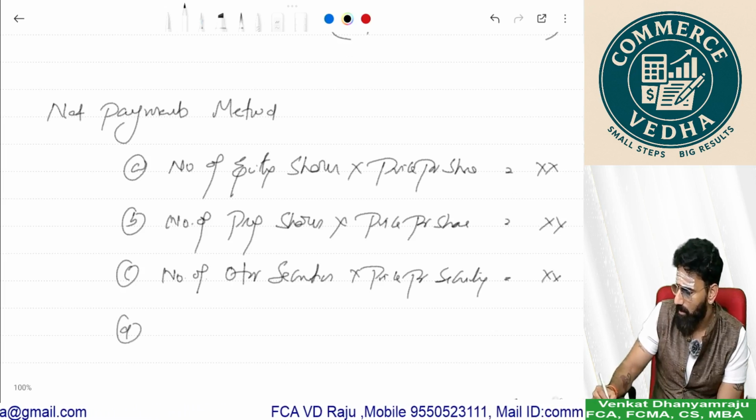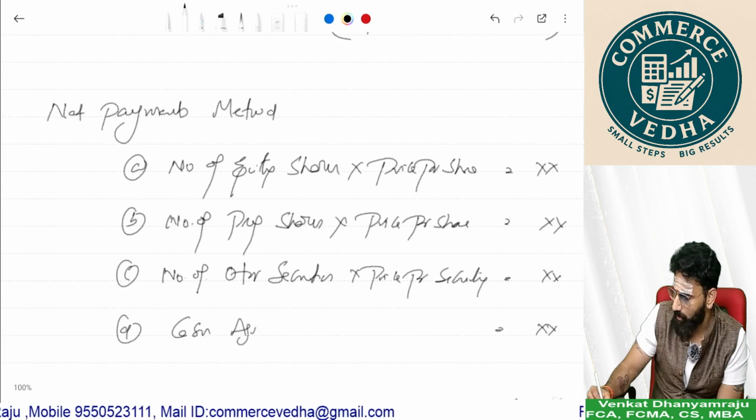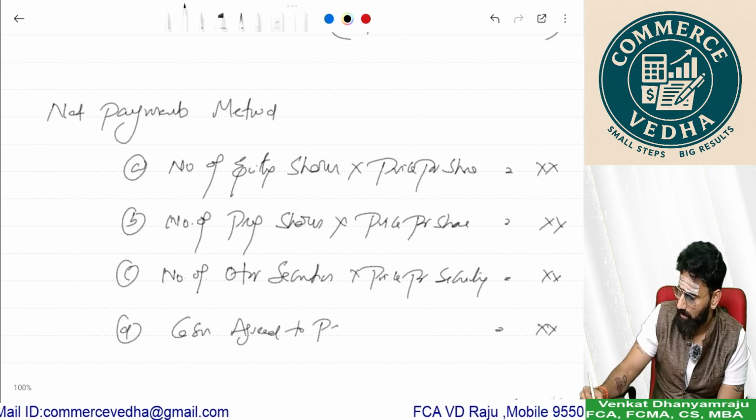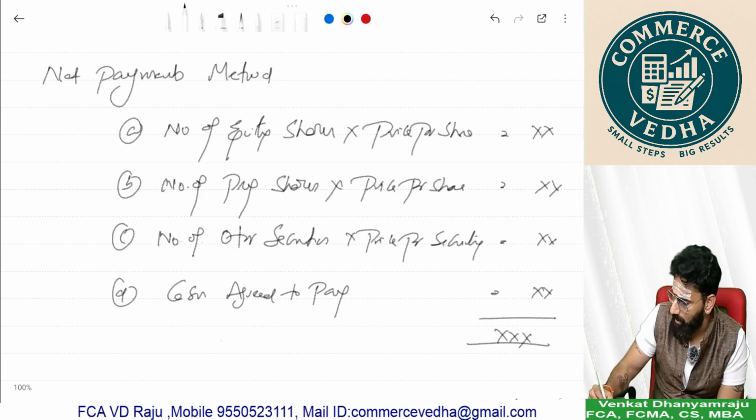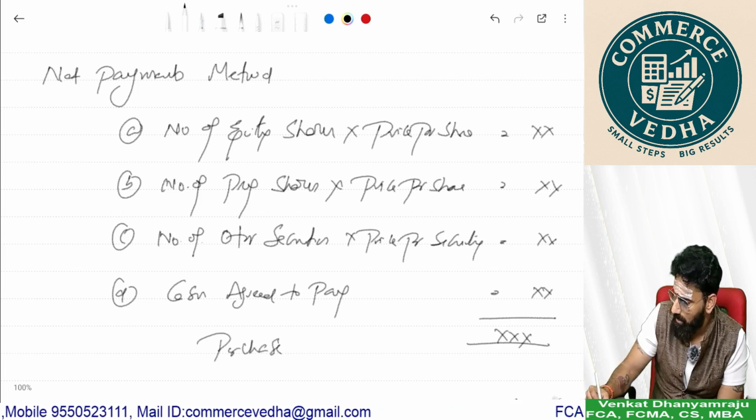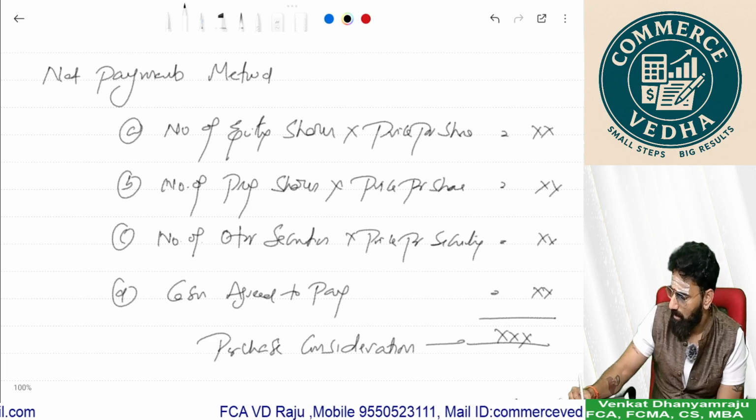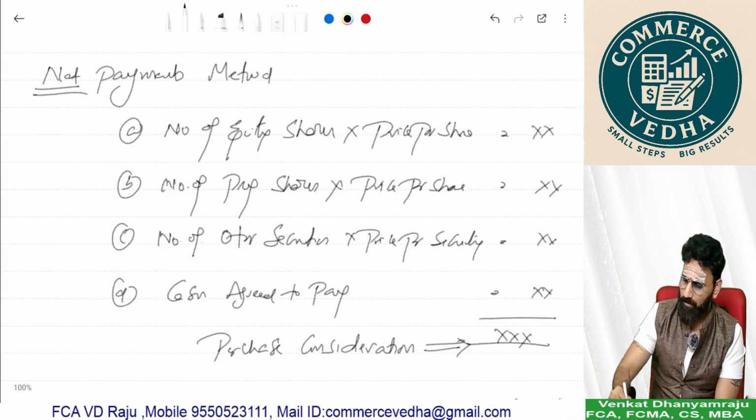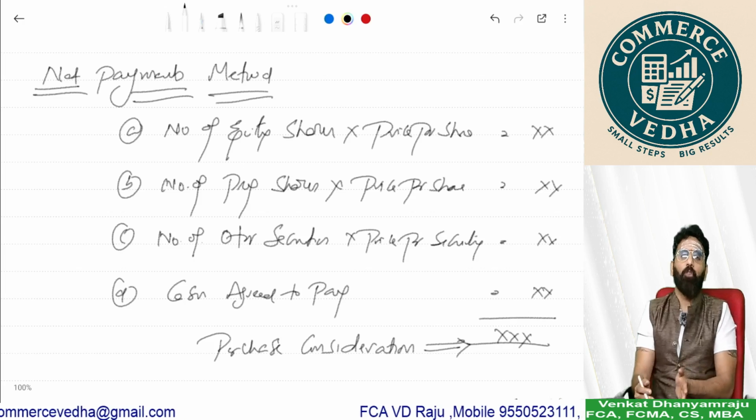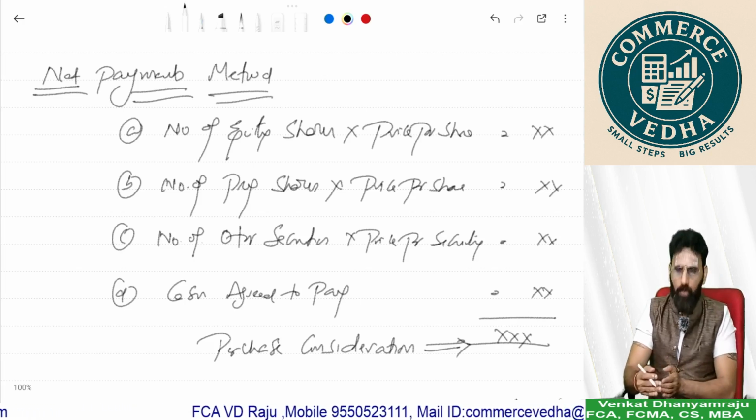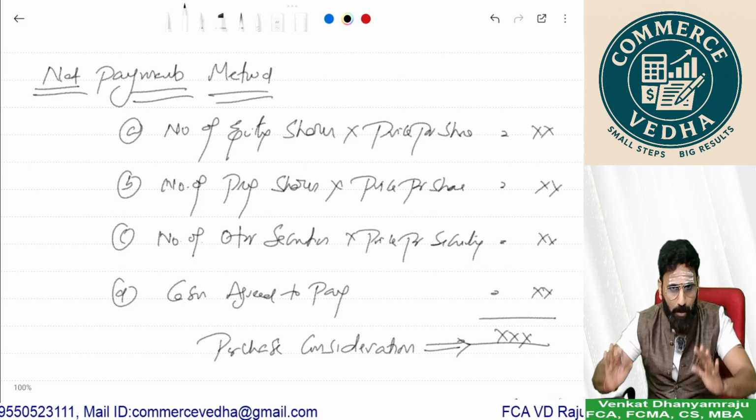and cash agreed to pay. This, all put together, is called purchase consideration. So the payments method is quite simple. You're identifying how many shares at what price, how many other securities at what price, and how much cash. So very clear. Then it is the net payments method.